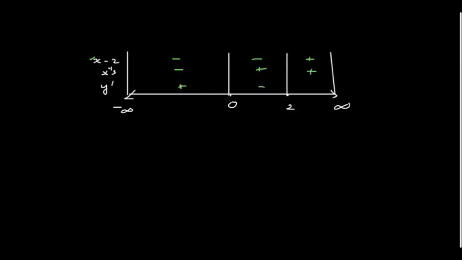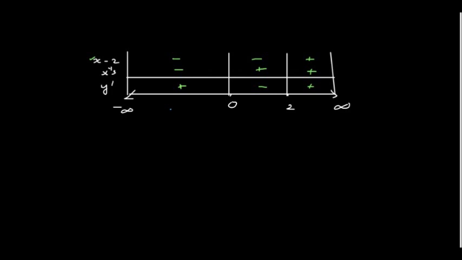So you can check the sign of y dash by taking the division of these two signs. Minus value divided by minus value will always give you plus value only. Then minus divided by plus will give you minus only, and plus divided by plus will give you plus only. So your y dash will be positive between minus infinity to 0, negative between 0 to 2, and positive between 2 to infinity.